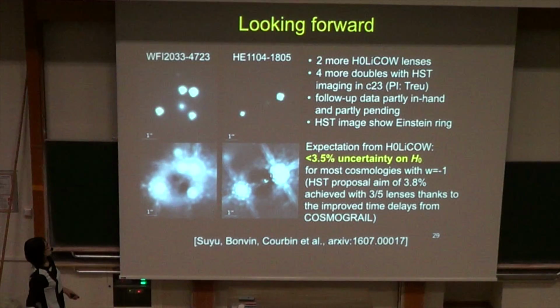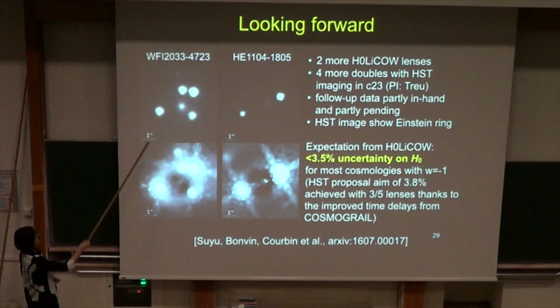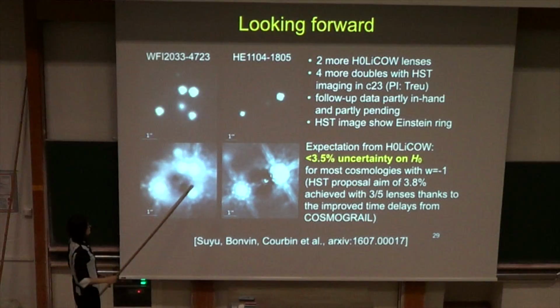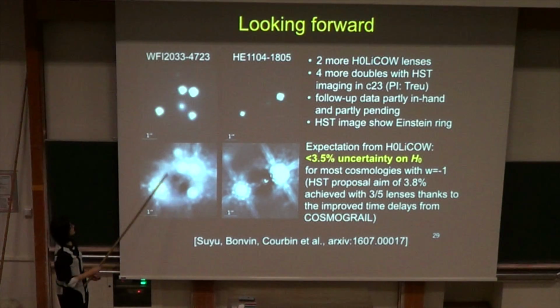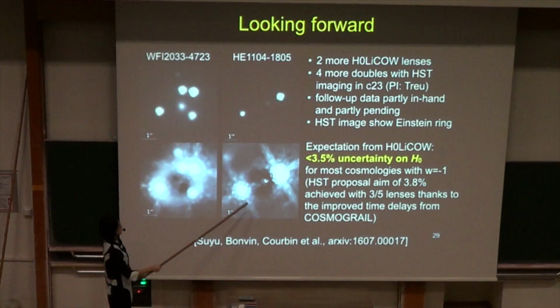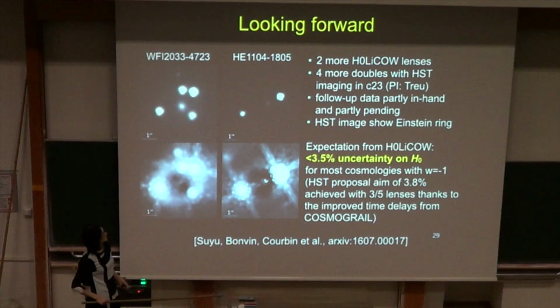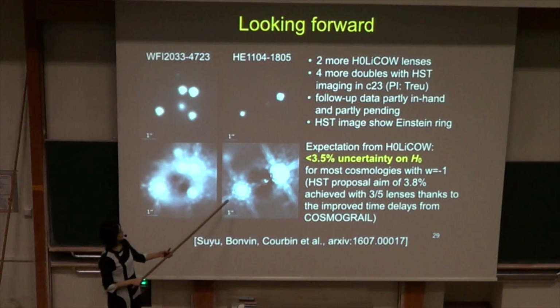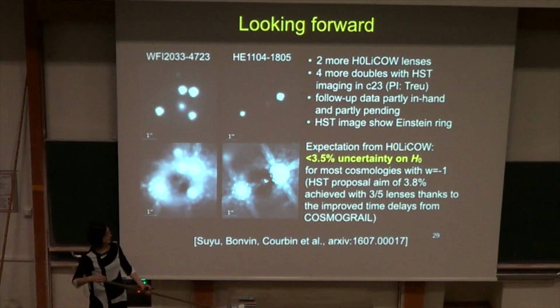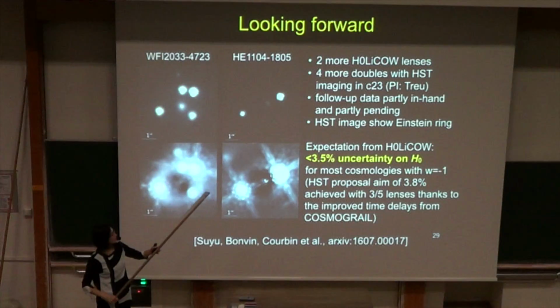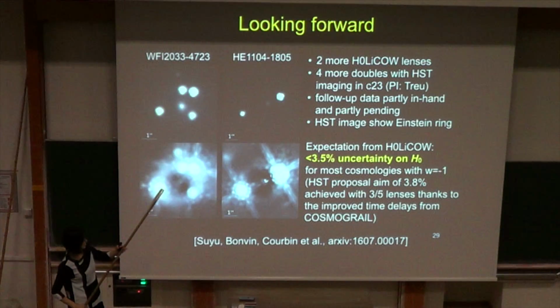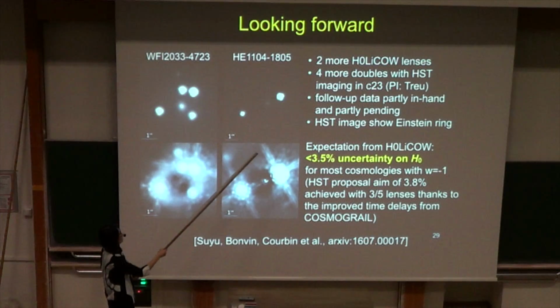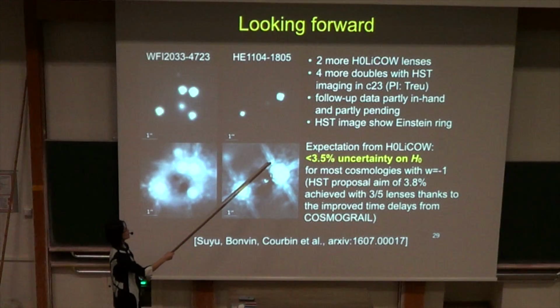So looking forward, we still have 2 more Holy Cow lenses that we're analyzing, these 2. And this is the image with the lens galaxy subtracted, revealing the Einstein ring. That's important for us to model and constrain the lens mass distribution. We have actually 4 more doubles or 4 more 2 systems with HST data. This was observed in HST cycle 20. We have follow-up data partly in hand and partly pending.